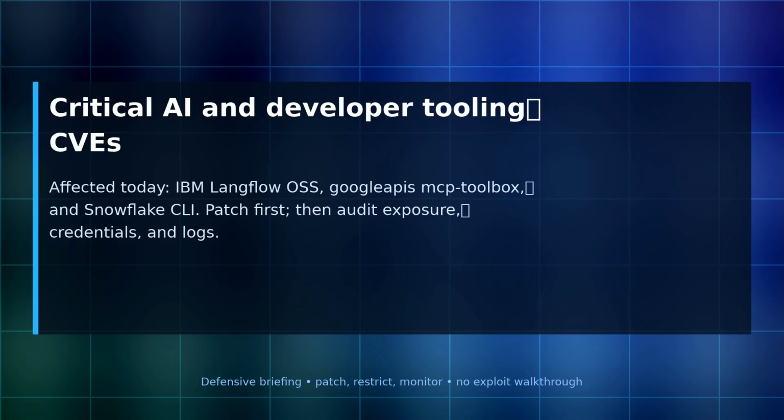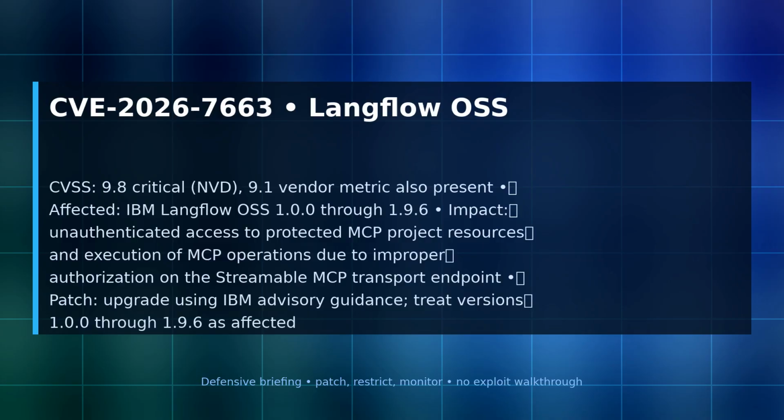First, CVE-2026-7663 in IBM Langflow OSS. NVD lists Langflow 1.0.0 through 1.9.6 as affected. The issue is improper authorization enforcement in the streamable MCP transport endpoint. In plain English, an unauthenticated attacker may access protected MCP project resources and execute MCP operations. NVD shows a critical 9.8 CVSS score, with high confidentiality, integrity, and availability impact.